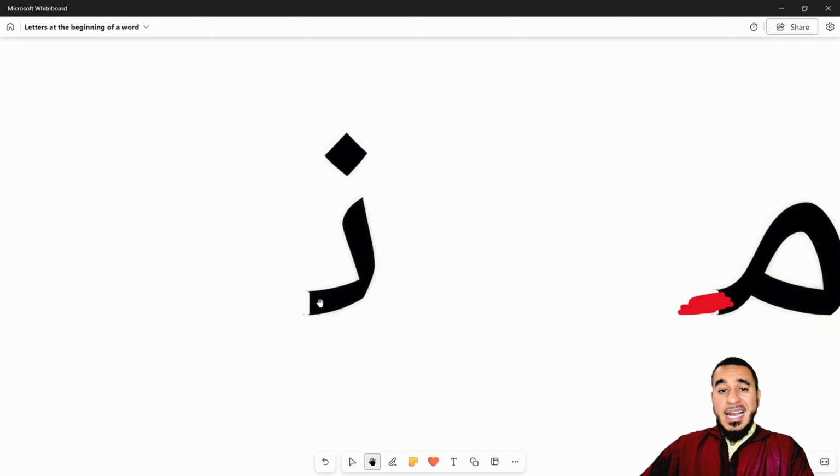So the noon has the same shape as the ba, ta, and tha. However, it just preserves its singular dot above the letter. And you guessed it, it attaches physically to the next letter in the word.